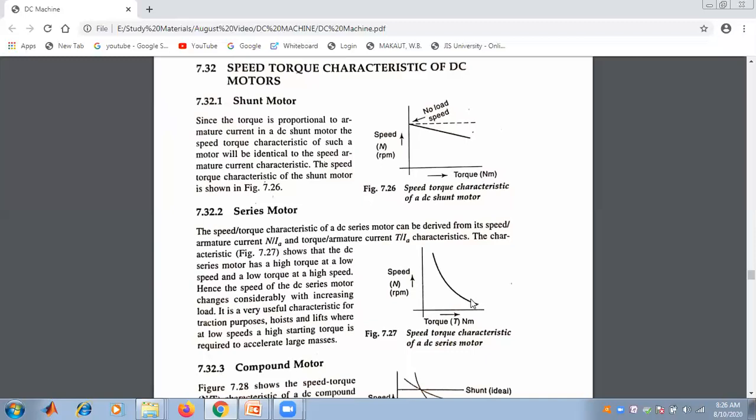A DC series motor has a high torque at a low speed and a low value of torque at high speed. Hence, the speed of a DC series motor changes considerably with increasing load. It's a very useful characteristic for traction purposes, where at low speeds a high starting torque is required to accelerate large masses, as we have already seen.